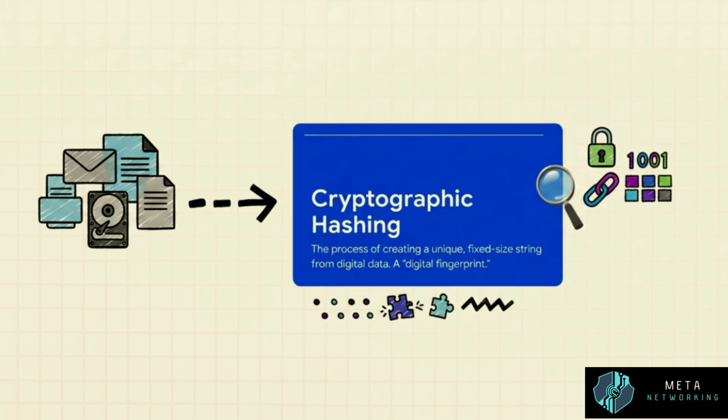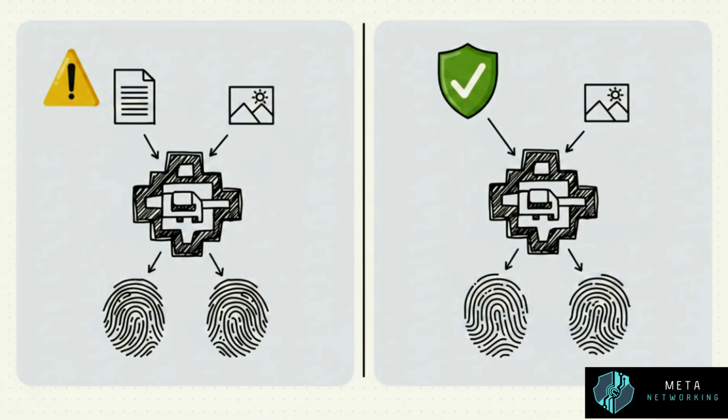It's a mathematical process that creates this unique code. And here's the key: if you change even a single comma in a 10-page document, that digital fingerprint changes completely, proving it's been altered. But, and this is a huge but, not all digital fingerprints are created equal. This is why the type of hash you use is so important.